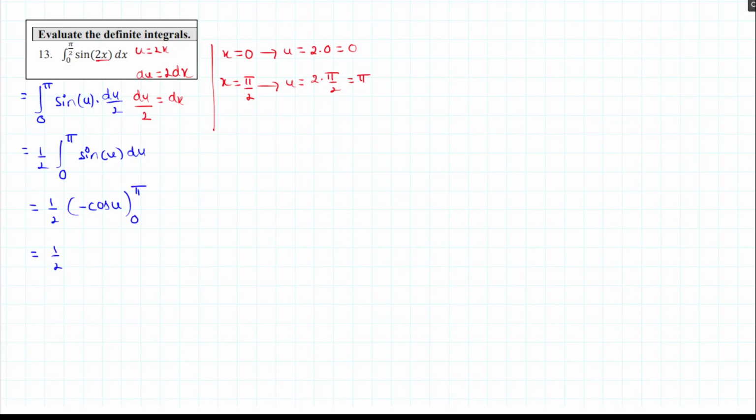From 0 to pi, with the 1 half in front. So you can substitute the limits. These limits are the u limits, so you can substitute here. That is negative cos pi minus negative cos 0, which is 1 half times, cos pi is negative 1, so negative of negative 1, plus cos 0 is 1, which is 1 half times negative of negative 1 plus 1, which is 2. So the 2 gets cancelled, which is 1.